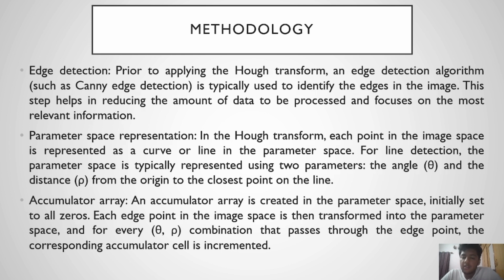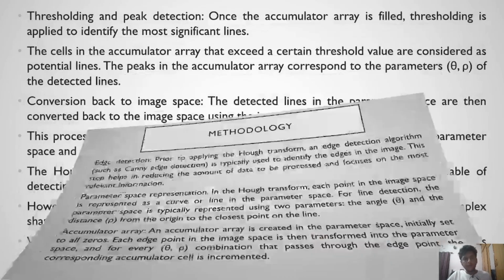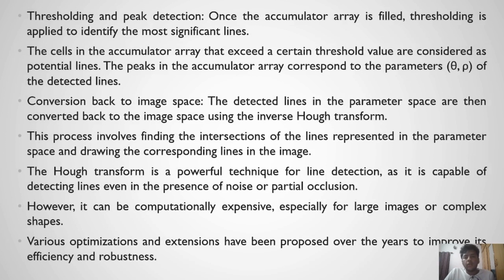Each edge point in the image is then transformed into the parameter space, and for every theta, rho combination that passes through the edge point, the corresponding accumulator cell is incremented. Thresholding and peak detection. Once the accumulator array is filled, thresholding is applied to identify the most significant lines. The cells in the accumulator array that exceed a certain threshold value are considered as potential lines, and the peaks in the accumulator array correspond to the parameters, theta and rho, of the detected lines.